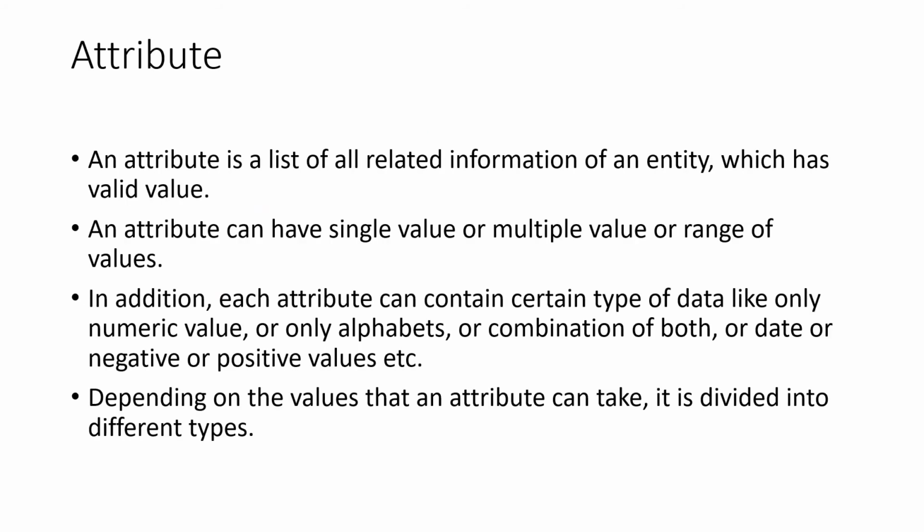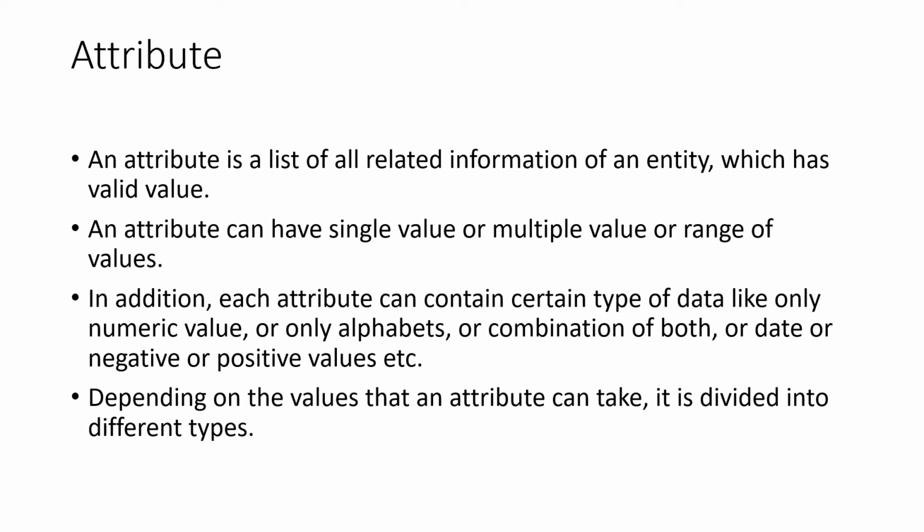Then we come to attribute. What is attribute? It is a list of all the related information of an entity which has a valid value. So basically I was telling you attribute is column name. Just keep that in mind, that attribute is column name. Okay. So attribute is a list of all related information.